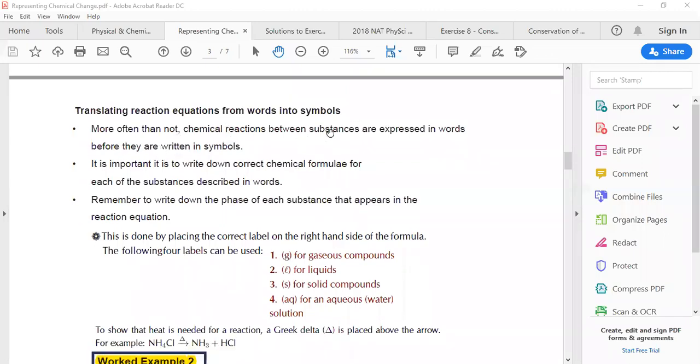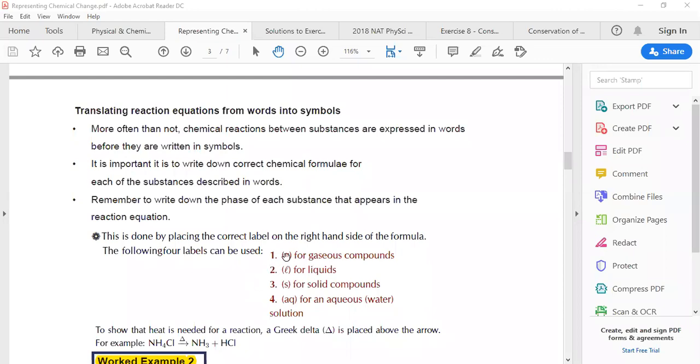More often than not, chemical reactions between substances are expressed in words before they are written in symbols. It is important to write the correct chemical formula for each substance described in words. All right. Remember to write down the phases. So in a question, they're going to give you the phase of the substance. Then you need to write it below the chemical symbol.